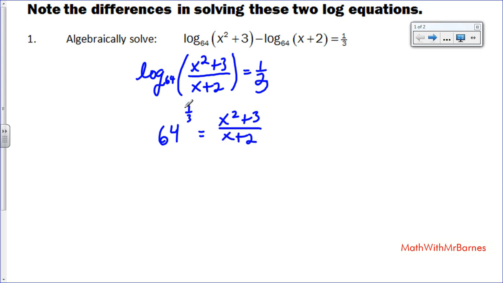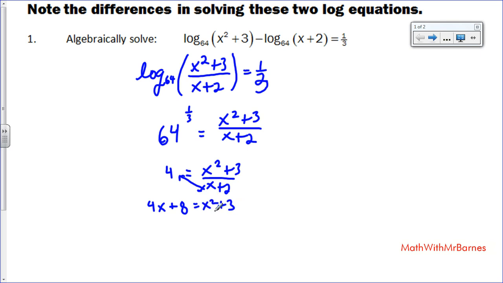This is essentially the same as a cube root. The cube root of 64 is 4, because 4 times 4 times 4 is 64. And that's still equal to x squared plus 3 all over x plus 2. So right here I'm going to cross multiply. I distribute, because it'll be 4 times x plus 2, so it's going to be 4x plus 8. So I distribute it through, and 4x plus 8 is equal to x squared plus 3.